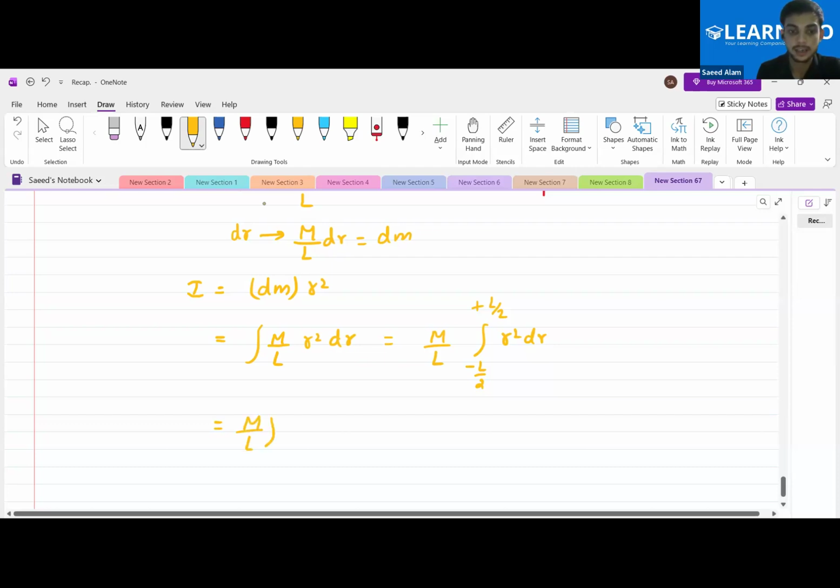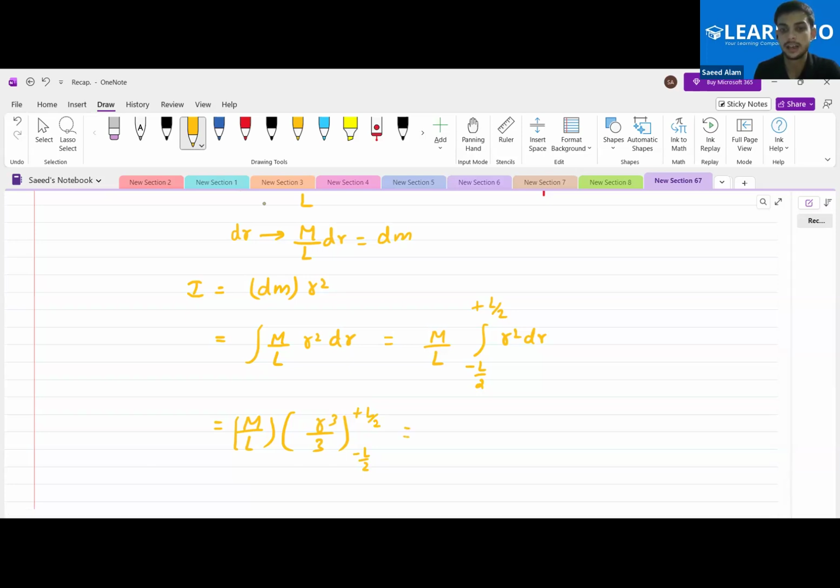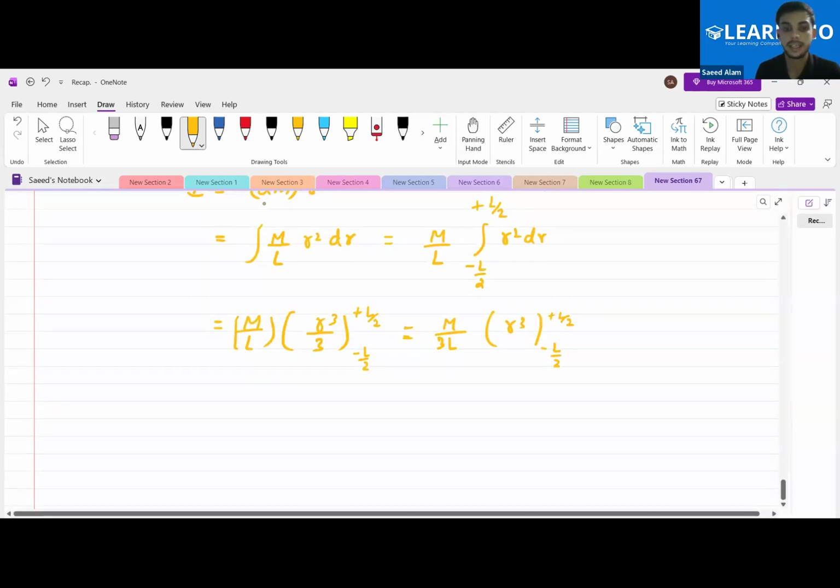That will be m by L. And if we integrate this r square, we'll get r cube by 3. Yes or no? Yes, sir. From the limit minus L by 2 to plus L by 2. So can I take 3 out of it? Because this is unnecessarily making the calculation tedious. So m by 3L into r cube, going limits from minus of L by 2 to plus of L by 2. Just place the limit inside it.